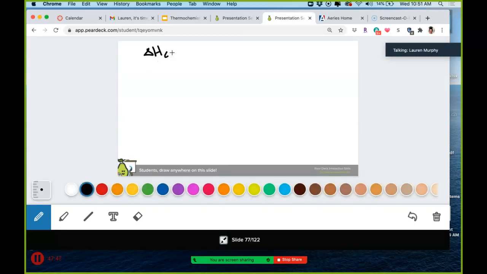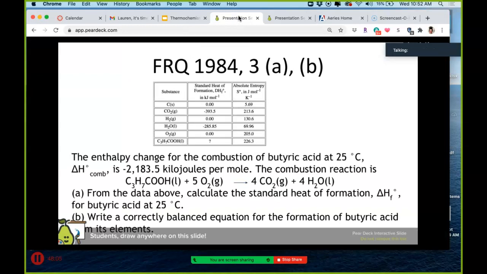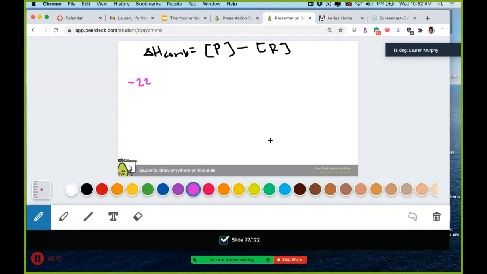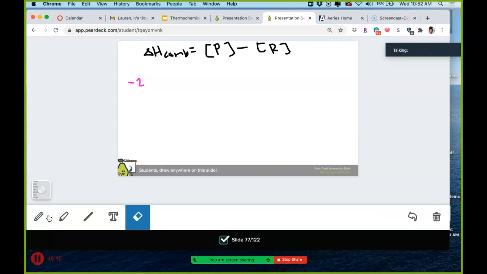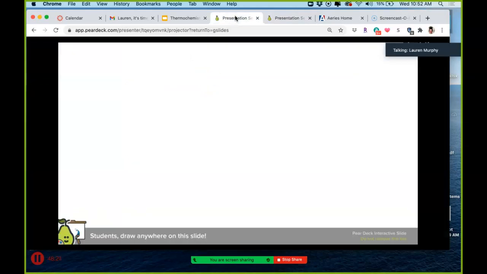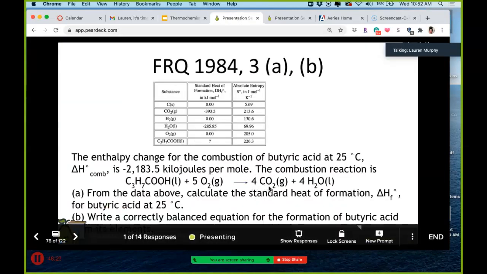delta H, and this is of combustion, equals products minus reactants. And then this number is given. So this number is negative 2183.5. Equals, so products, my products are carbon dioxide and water because it's a combustion reaction. So 4 carbon dioxides and 4 waters.